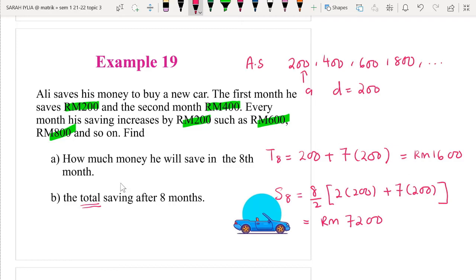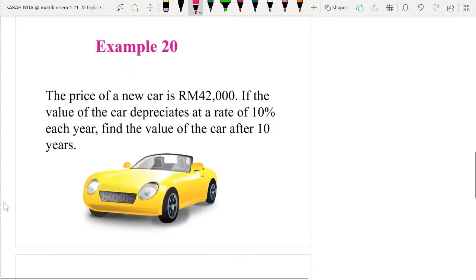Okay, settle example 19. Moving on, example 20. So, example 20. The price of a new car is 42,000. So, this is the initial price of our car. Maksudnya dah jadi A, first term kita. If the value of the car depreciate at rate 10% each year, maksudnya harga dia akan berkurang sebanyak 10% setiap tahun. Find the value of the car after 10 years.